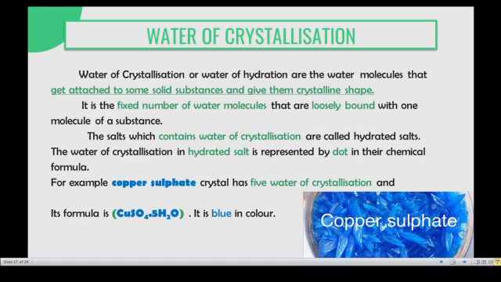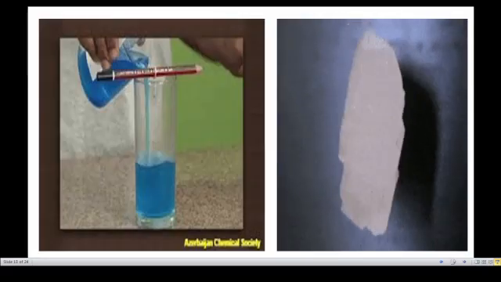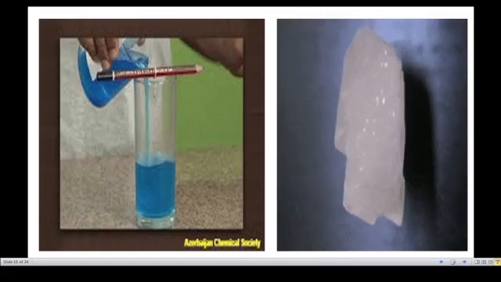So here we are seeing CuSO4 dot 5H2O. This dot in the chemical formula represents the water of crystallization. For example, copper sulfate crystal has 5 water of crystallization and its formula is CuSO4 dot 5H2O. It is blue in color. See students, this is the example of water of crystallization. First one is copper sulfate and another one is a white crystal.